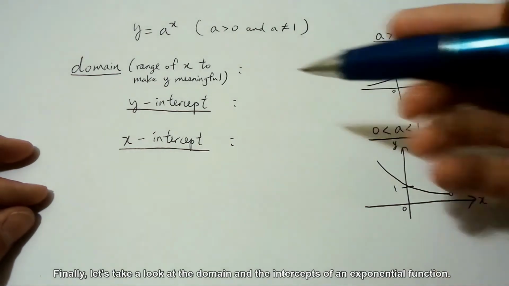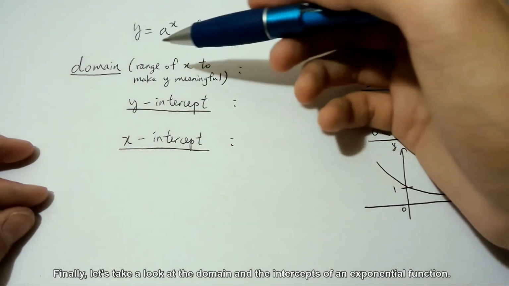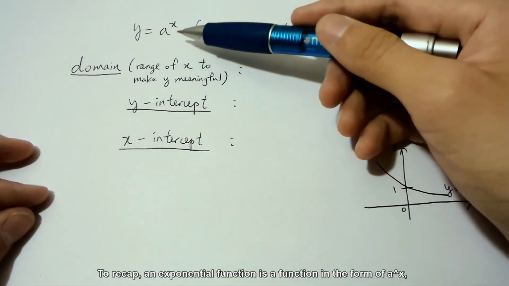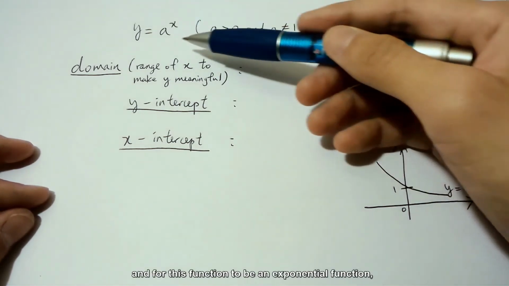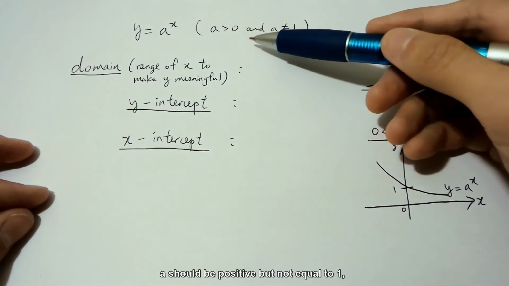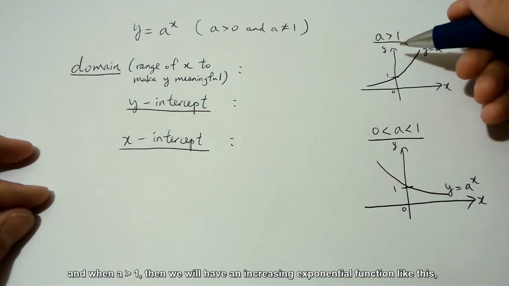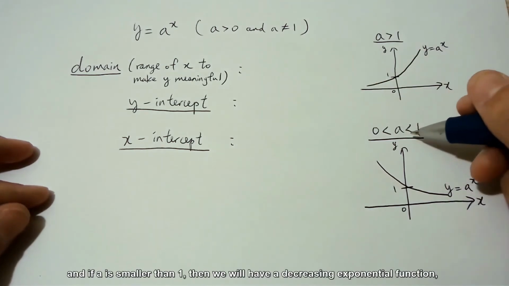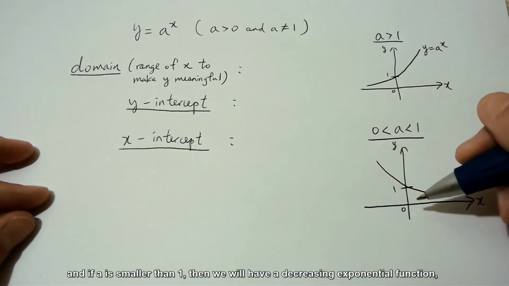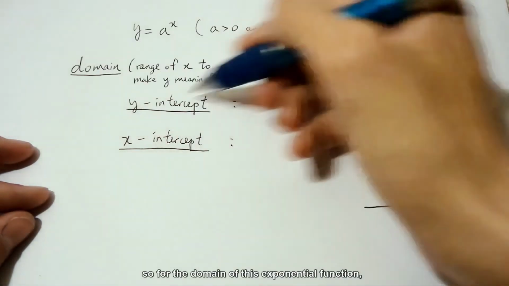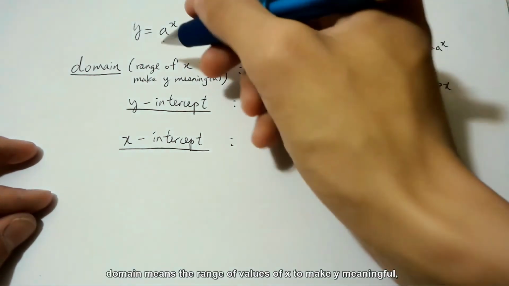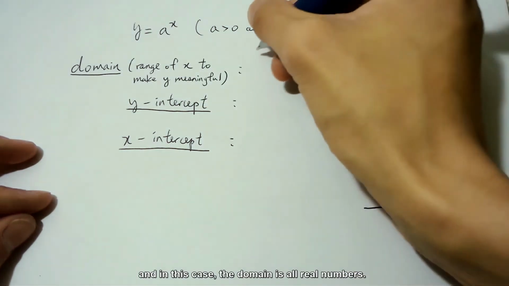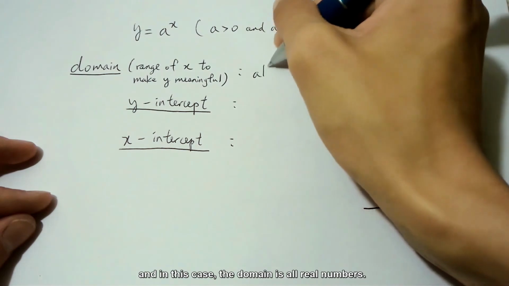Finally, let's take a look at the domain and intercepts of an exponential function. To recap, an exponential function is a function in the form of a to the power x. And for this function to be an exponential function, a should be positive, but not equal to 1. And when a is greater than 1, then we will have an increasing exponential function like this. And if a is smaller than 1, then we will have a decreasing exponential function. So for the domain of this exponential function, domain means the range of values of x to make y meaningful. And in this case, the domain is all real numbers.